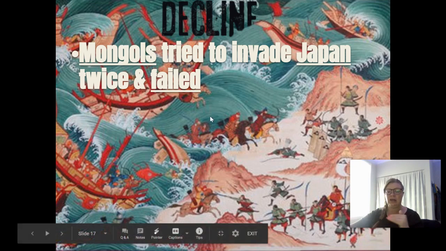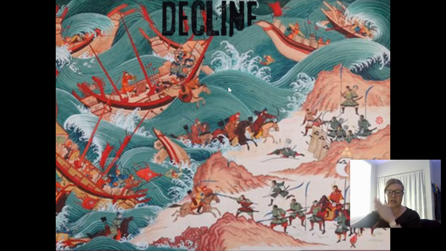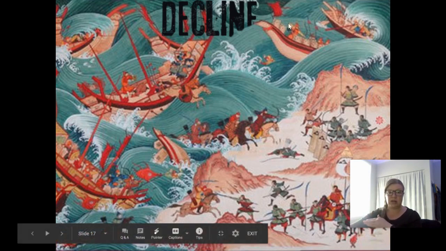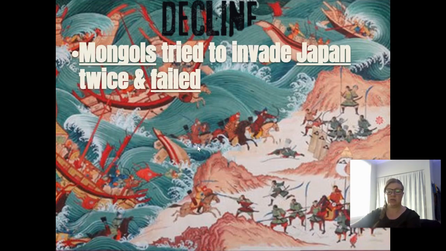You could kind of see by the picture here, if this is Japan, this is land, you have to go across the sea to get to Japan. So this is the Mongols here in all these boats, these long boats, and you can kind of guess as to what the problem was that kept the Mongols from invading Japan. So the Mongols tried to invade Japan 2 times, and 2 times they failed.